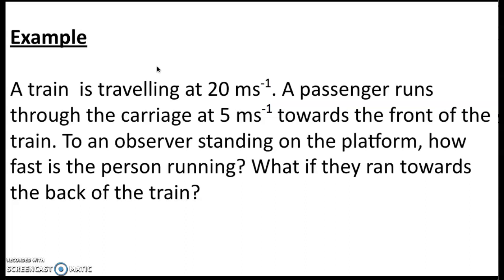So in terms of special relativity, we need to know about relative velocities. And the easiest way to do relative velocities is with velocity vector arrows, as you know from National 5. So if you take the example of a train travelling at 20 meters per second, and a passenger then runs through the carriage at 5 meters per second towards the front of the train, if you've got an observer standing on the platform, how fast would they think that person's running?